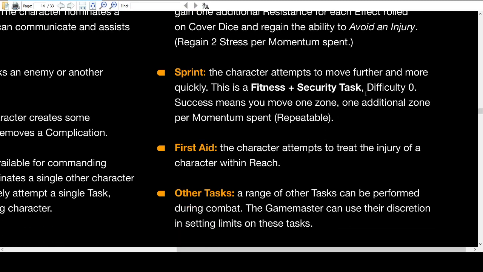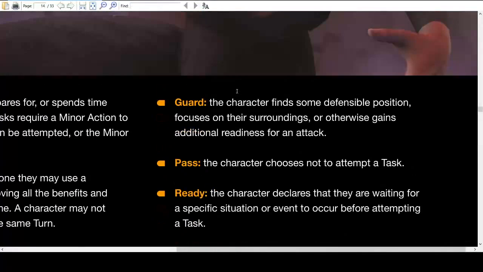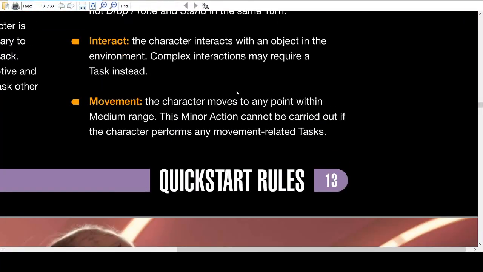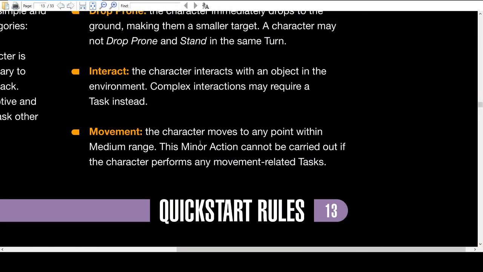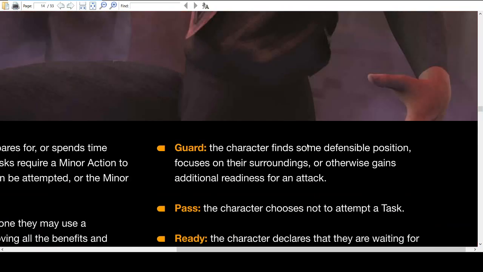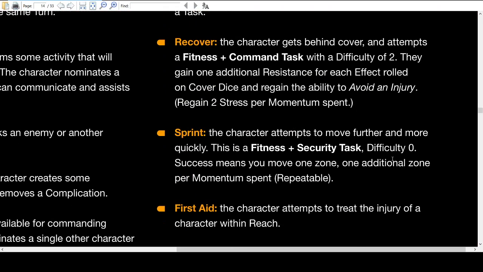All right, we have sprint. The character attempts to move further and more quickly. This is a fitness plus security task, difficulty 0. Success means you move 1 zone, plus 1 additional zone per momentum spent, repeatable. So I'm guessing this is supposed to be the task version of the movement minor action. The movement minor action lets you move from close to medium, whereas sprint has the potential to bring you further beyond medium.